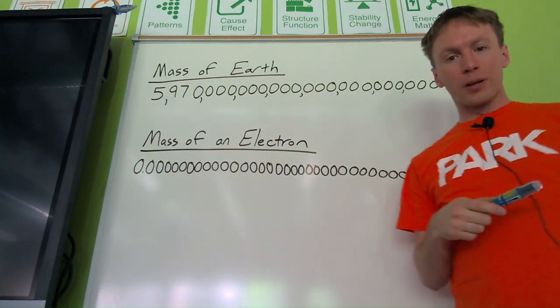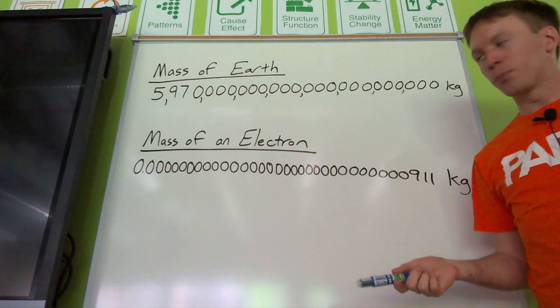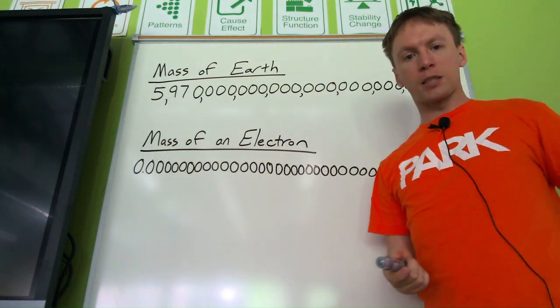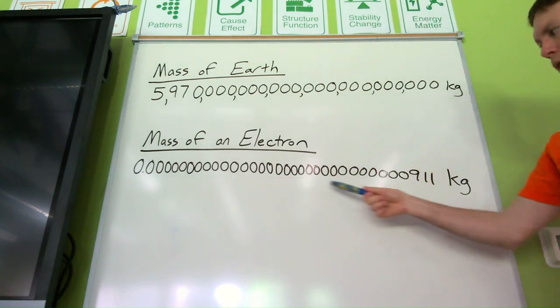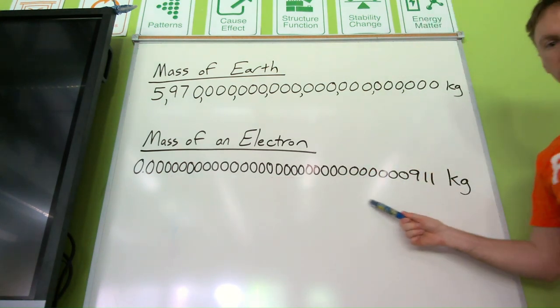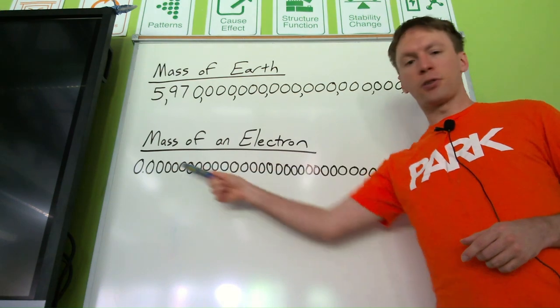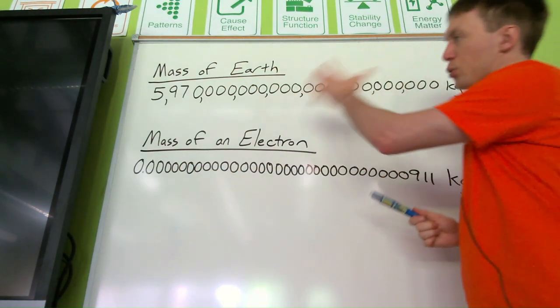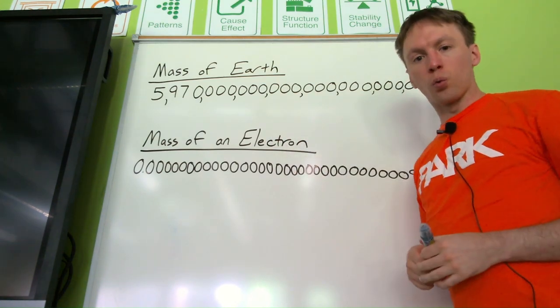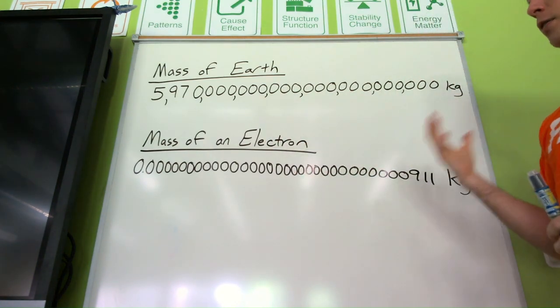Also, we can deal with really, really small things. For example, the mass of an electron. The mass of an electron is a really, really small number. It's this many kilograms. Look at all of these zeros after the decimal place before you get to your first digit. This is really annoying and cumbersome to write, plus it's easy to lose track of the zeros.